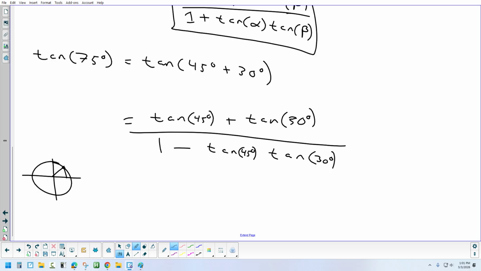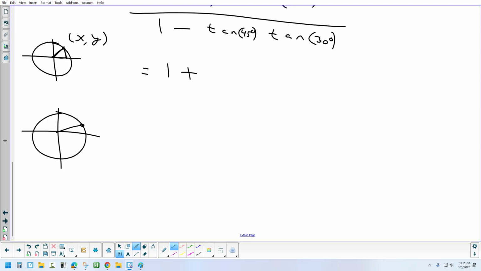What's the formula for tangent on the unit circle? Once you know this coordinate right here. Yep. Y over X. It's y over x, and since this is a 45, 45, 90, it's isosceles. So what would happen when you divide y by x? Yeah, it would just be 1. So we get 1 in the top. Okay. Now, tangent of 30.